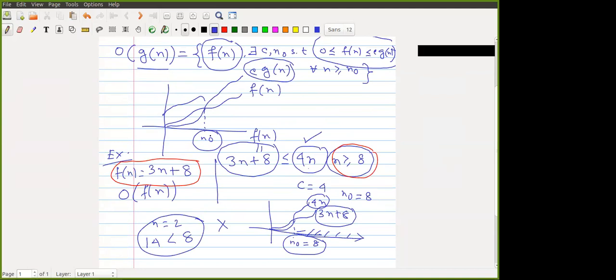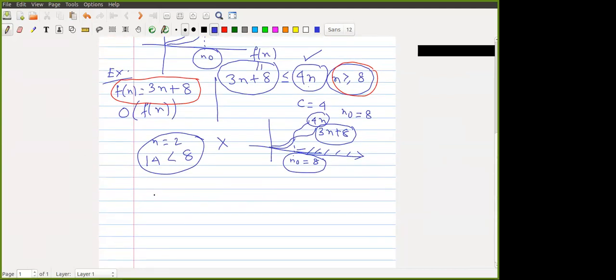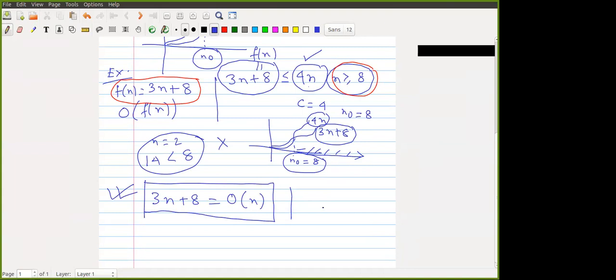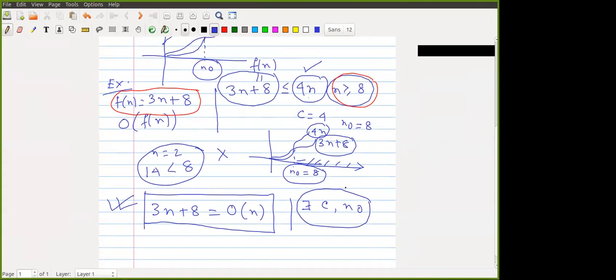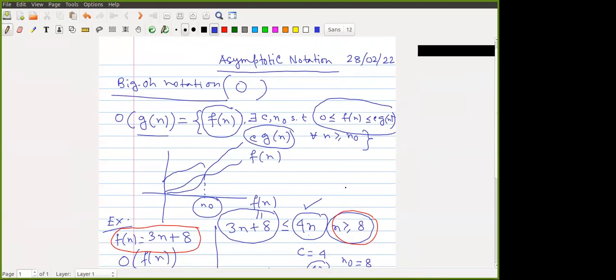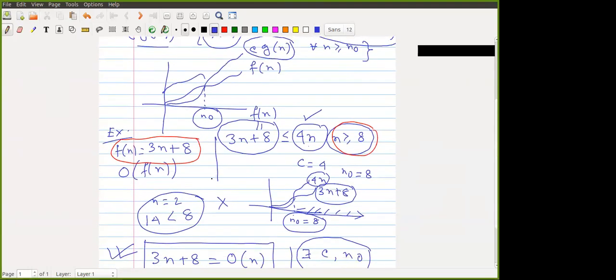In that case, I can write 3n plus 8 is order n. When we write things like that, we are implicitly assuming that there exists a C and n naught such that this thing holds. We generally do not specify these values, but we know that some values exist. Initially, as we have seen in this example, until n naught is 8, 4n is not dominating 3n plus 8.